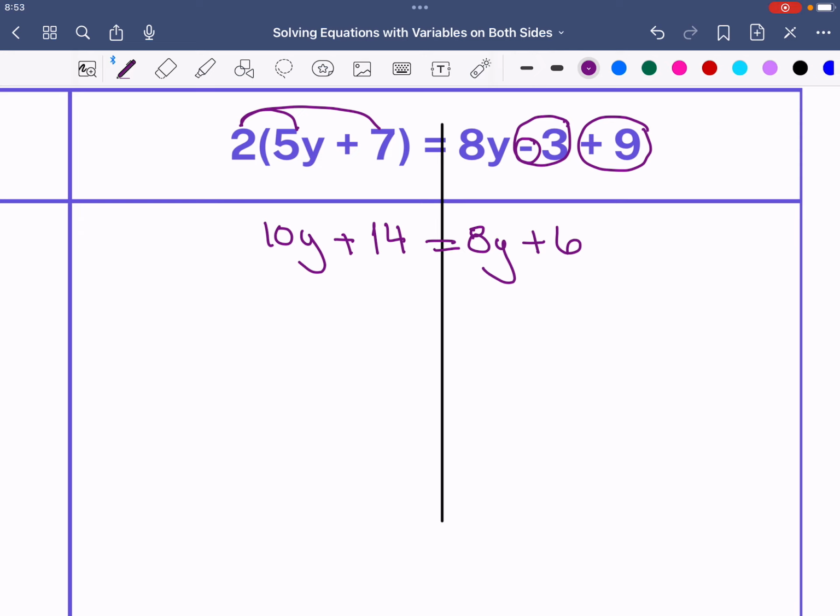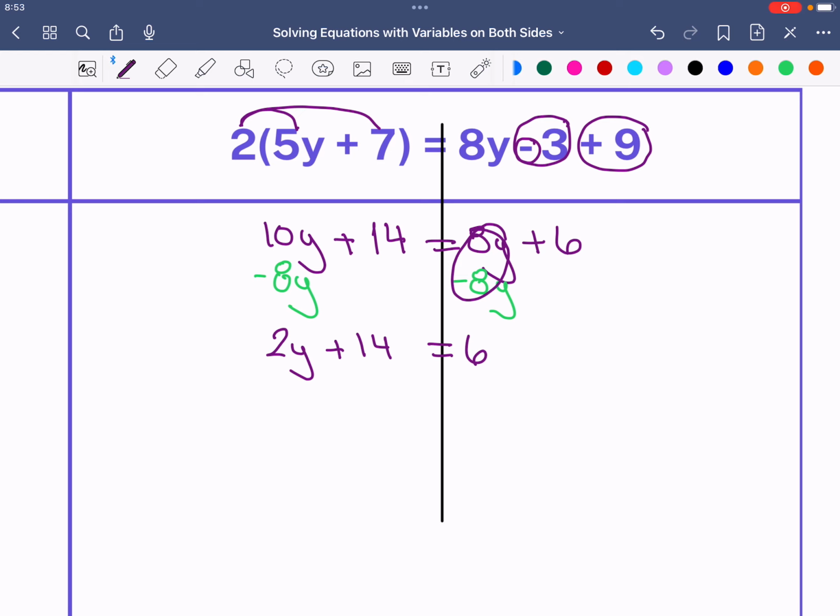All right, now we're going to move our variables to the same side. Okay, we have a 10y and an 8y on opposite sides. I'm going to move the smaller, 8y. Opposite of positive 8y is minus 8y. Anything we do to one side, do to the other. Now we're going to reduce. 10y minus 8y is 2y. Bring down that plus 14 equals 8y minus 8y is 0. Bring down that positive 6.